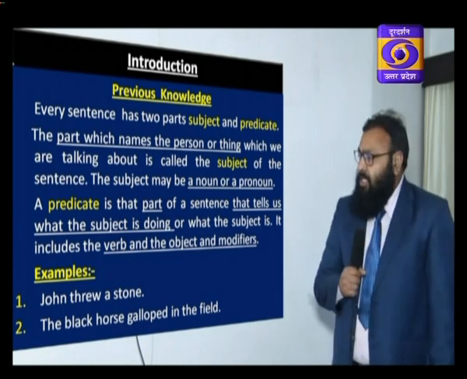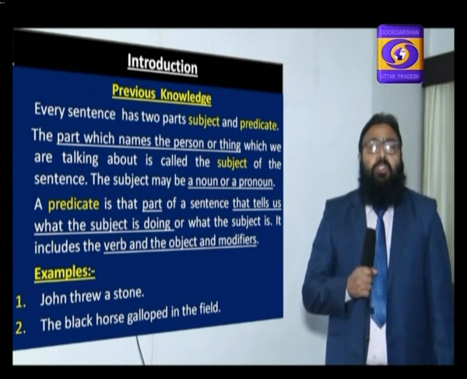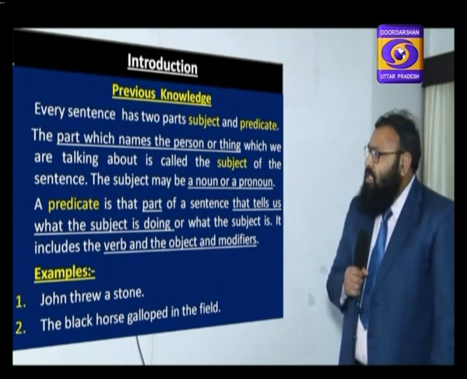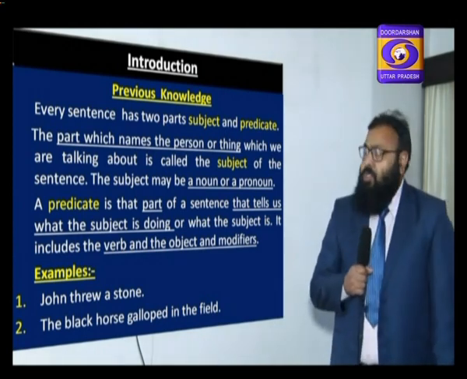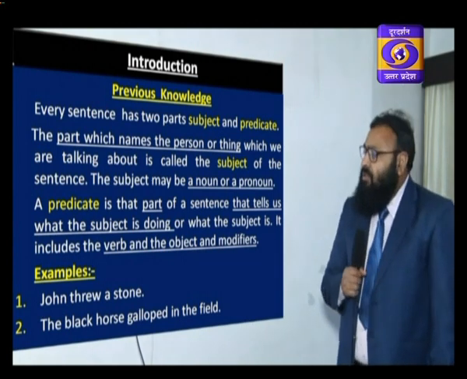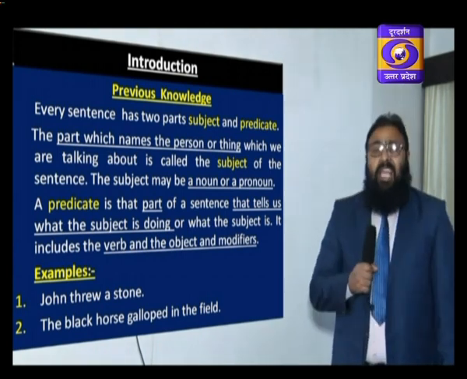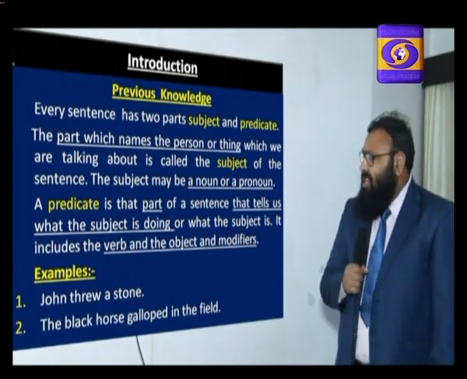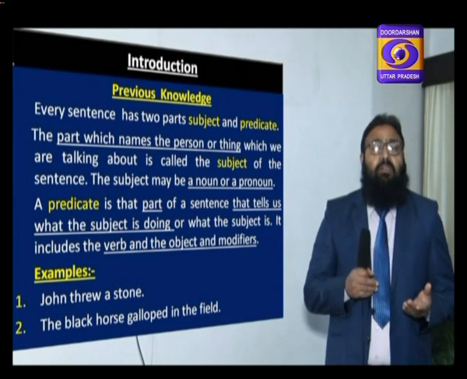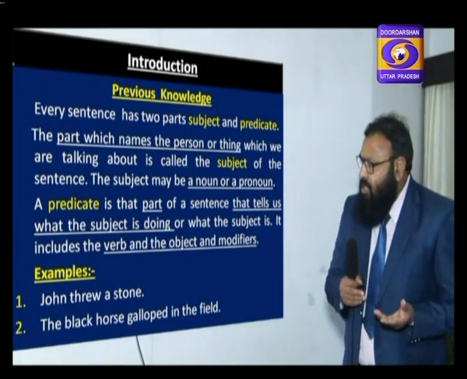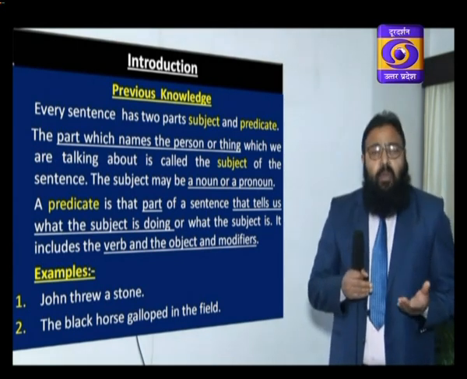Examples are: John threw a stone. In this sentence, John is the subject because we are talking about John. He is the agent, he is the doer. So he is the subject. Threw a stone is a predicate because this part tells us about John. What is he doing? He is throwing a stone. So threw a stone is the predicate.